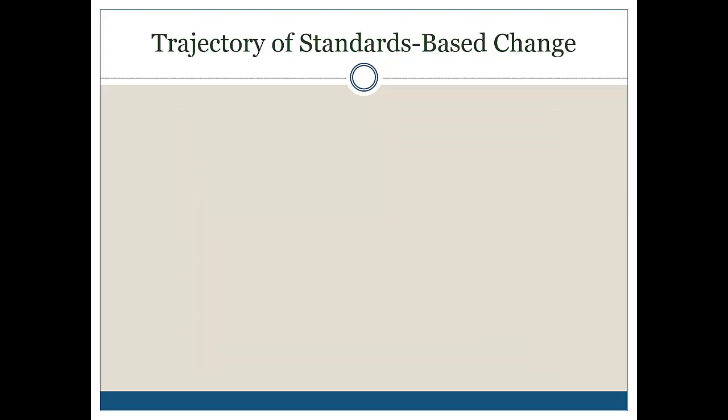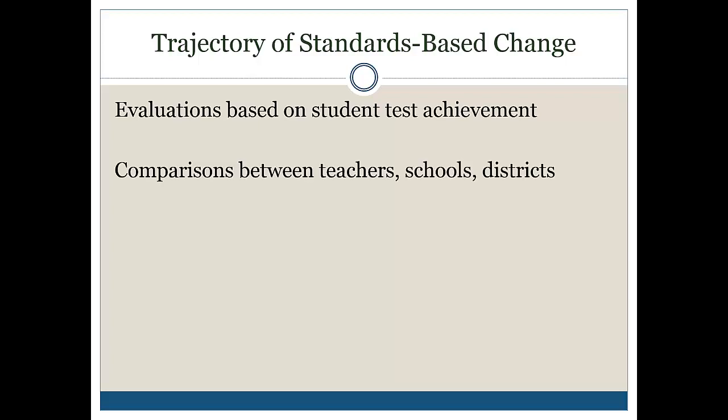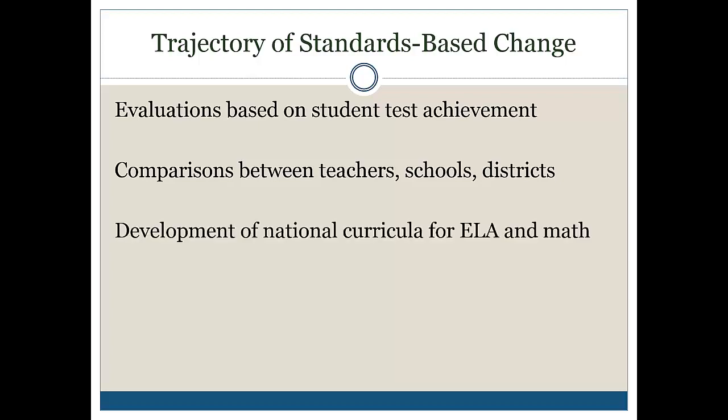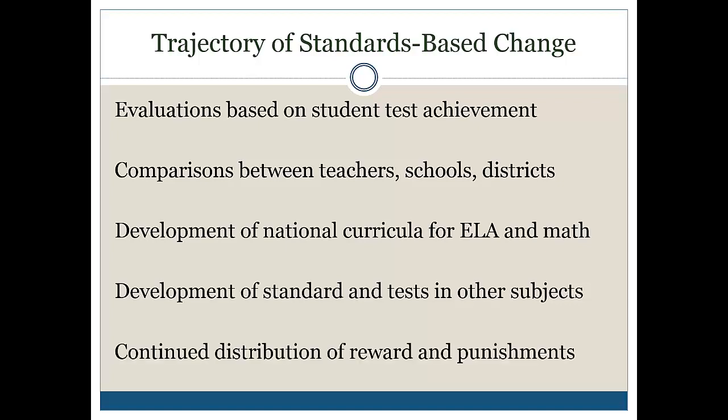Examining the trajectory of standards-based change suggests the following. Teacher and principal evaluations based at least in part on student test achievement. Comparisons between teachers, schools, and districts to inform policy. Development of national language arts and mathematics curricula. Development of standards and tests in other subject areas. And continued use of student test achievement for distribution of rewards and punishments to schools and districts.